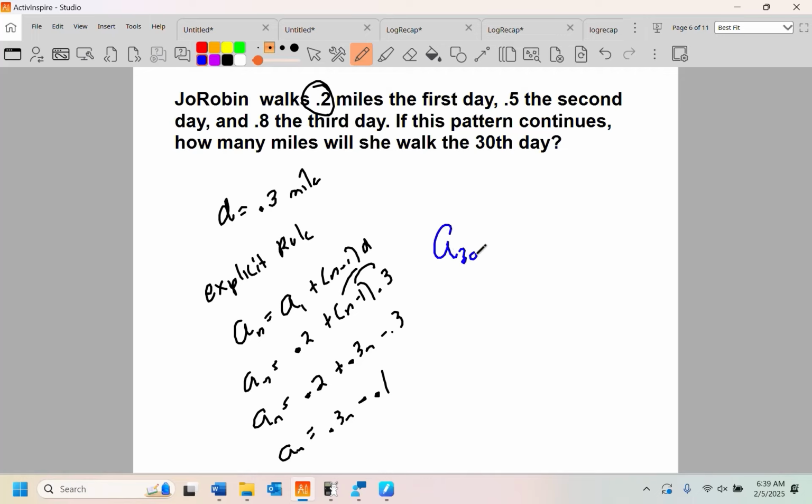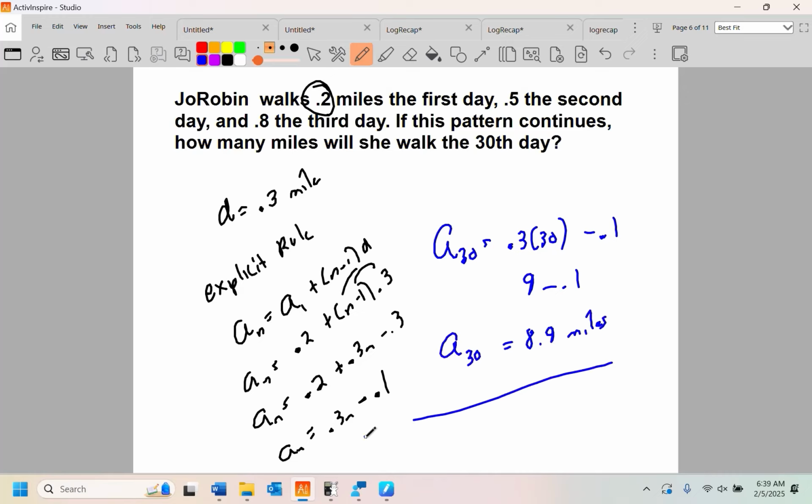Now I want to know how many miles they are going to walk on the 30th day. So I'm going to find a of 30 by plugging in a 30. It's a lot, not really. Let's see here. 3/10 of 30. What could that be? I feel like it's 9. So we have 9 minus 0.1, which is 8.9 miles. How many miles Joe Robin's walking on the 30th day at the end of the month? It's a pretty good walk.